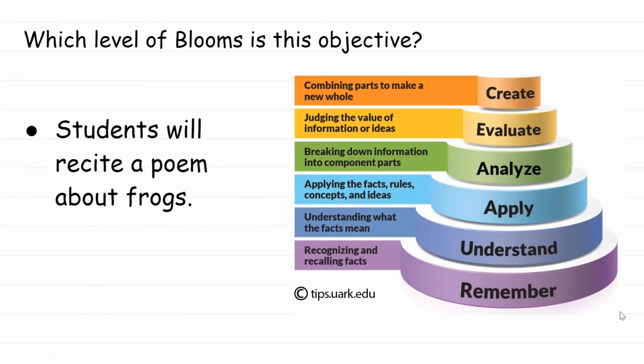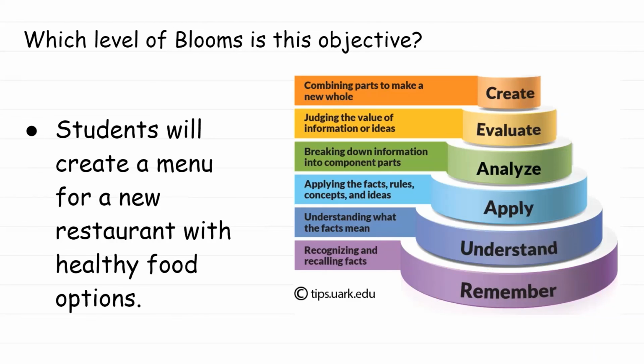Okay. All right, and then we have students will recite a poem about frogs. This is an easy one to think about here, so go ahead and pause and think, what does it mean if students are reciting a poem? How deeply are they thinking about something? Okay, so that's remember. They're really not doing much more than remembering or memorizing a poem about frogs and then saying it back to you. Now, this could still be a good objective for a kindergartner or a first grader because they're working on maybe their oral presentation skills.